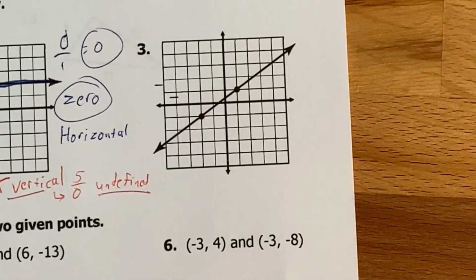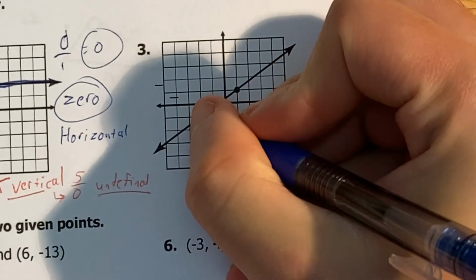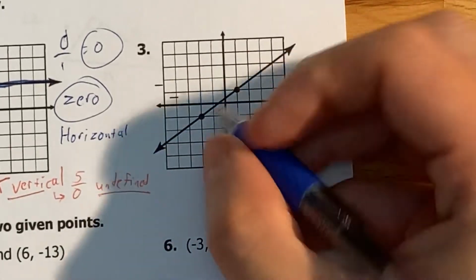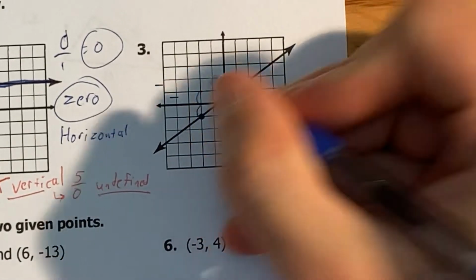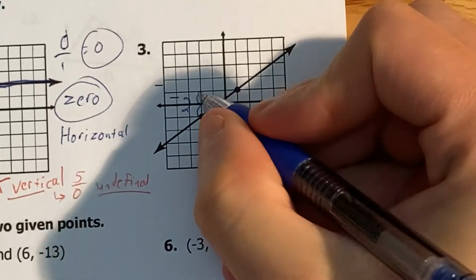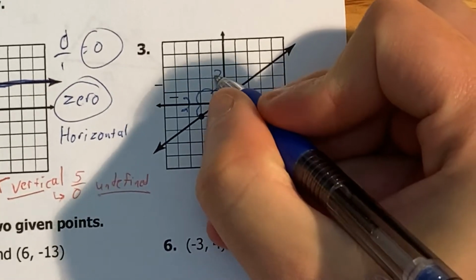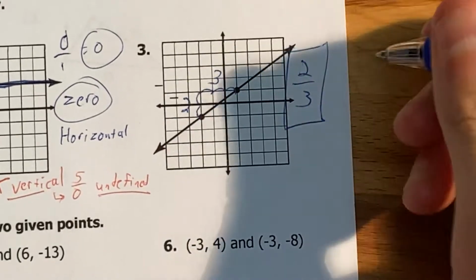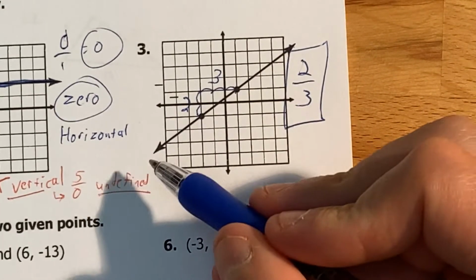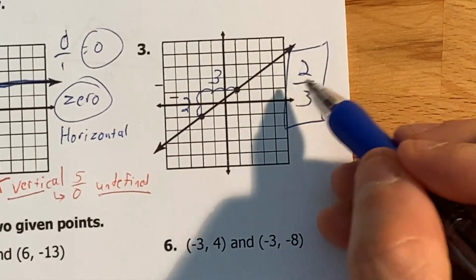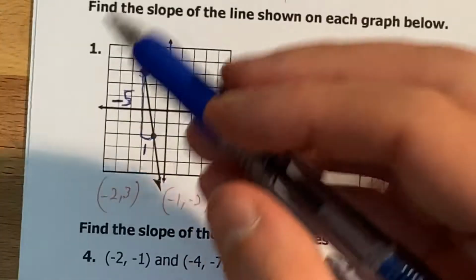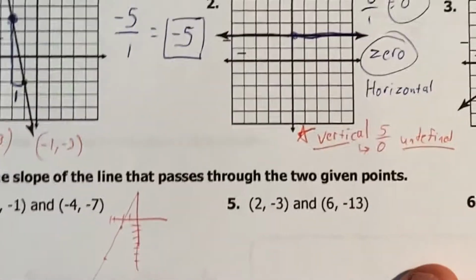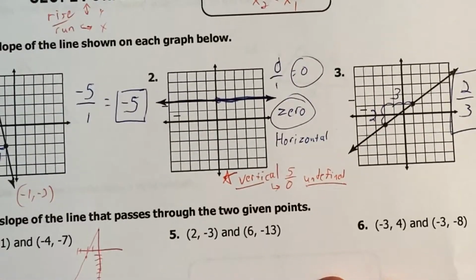And lastly, I'll count. It goes up, so this is a positive slope. Go up 1, 2, and then over 1, 2, 3. So it goes up 2 and over 3, so positive 2/3. It's always good to double check. This is positive, so this is positive. This one was negative, so my answer was negative. It's going downhill. That is the first three problems.